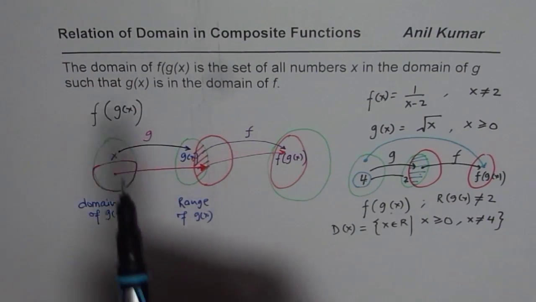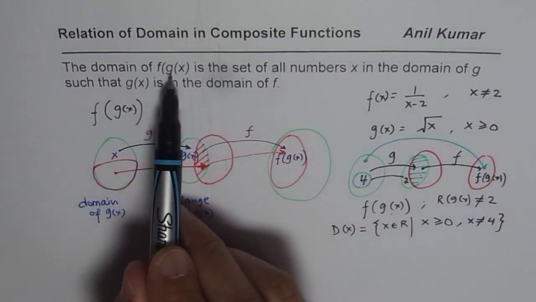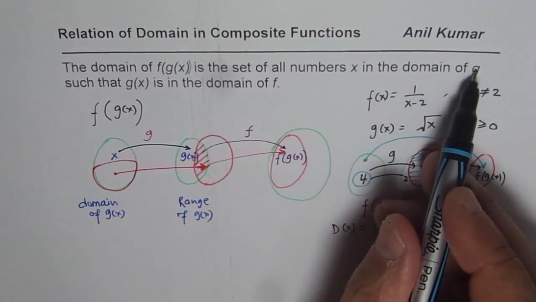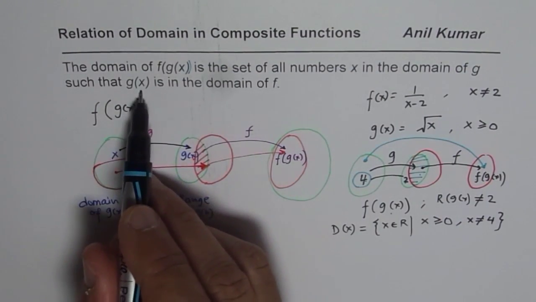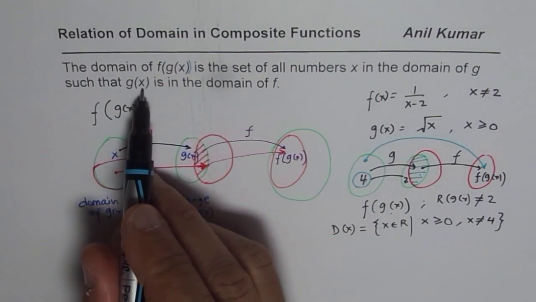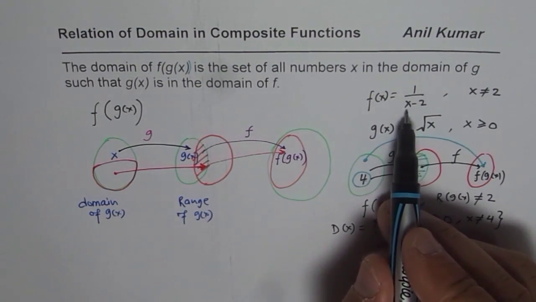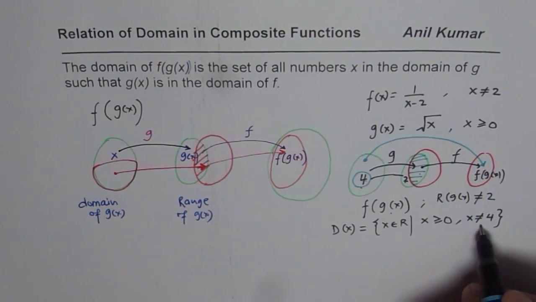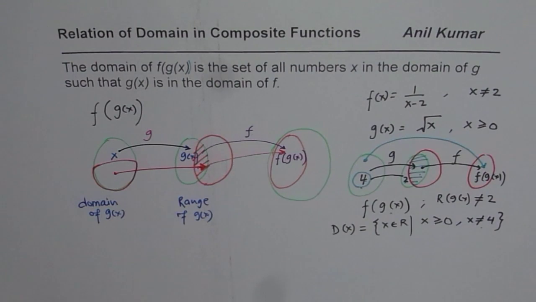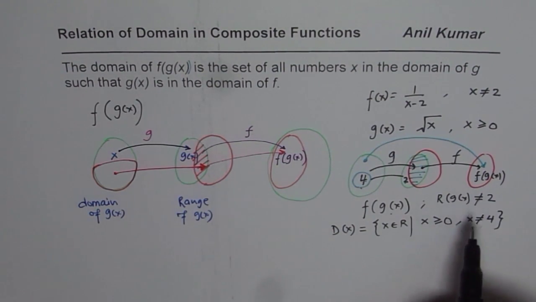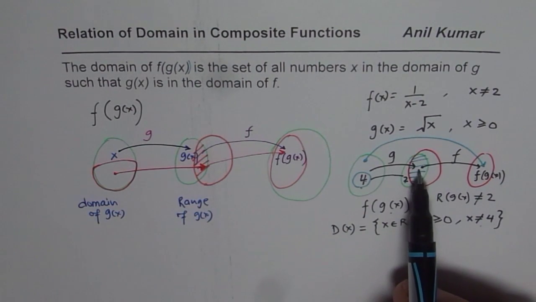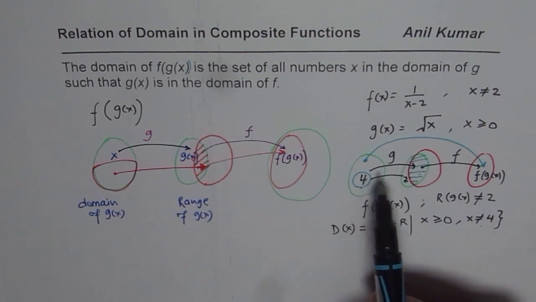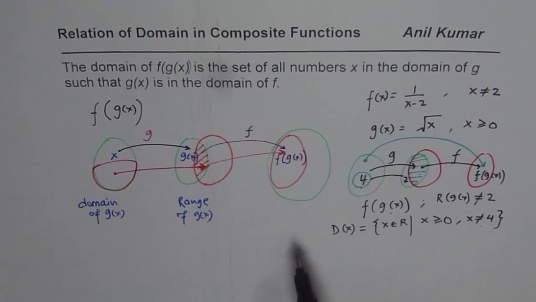So let's get back to the definition now. It says the domain of f of g of x is the set of all numbers x in the domain of g such that g of x is in the domain of f, right? So the one number which gave us 2 should be excluded, and that is how we find the domain of the composite function. The first restriction comes from the inside function, and the next restriction comes from those inputs which result in an output not valid for the outside function.